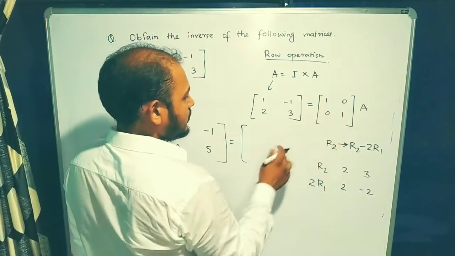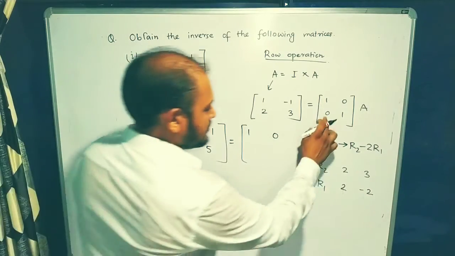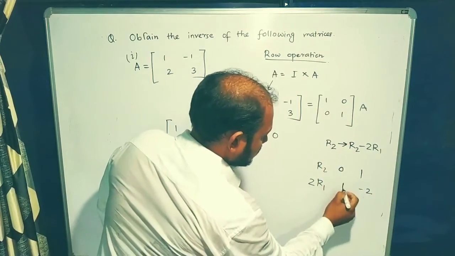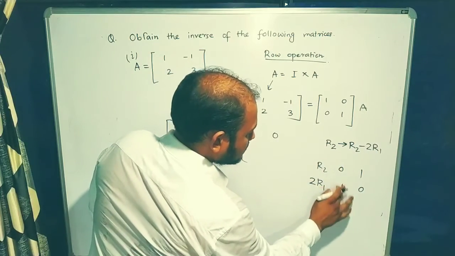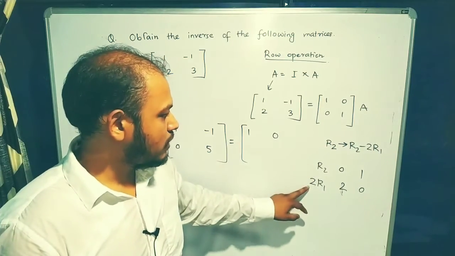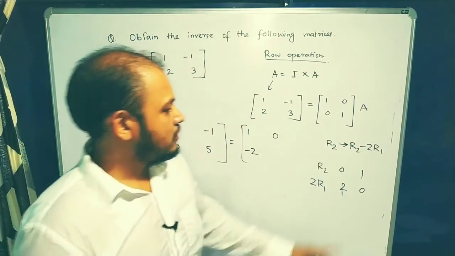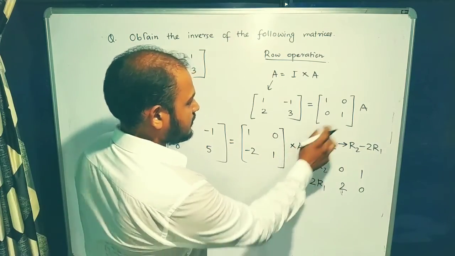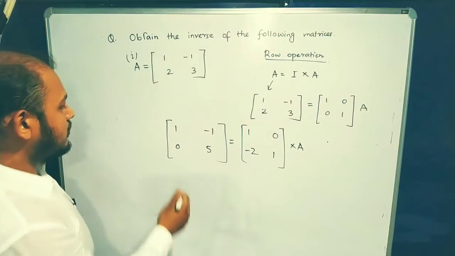R1 remains the same because in this operation R1 is the same. So keep the first row the same. And we have the second row as 0, 1, and the first row is 1, 0. Then 2R1, 2 times, becomes 2, 0. Right? So R2 minus 2R1: 0 minus 2 is minus 2, and 1 minus 0 is 1. Put it here, multiplied by A.